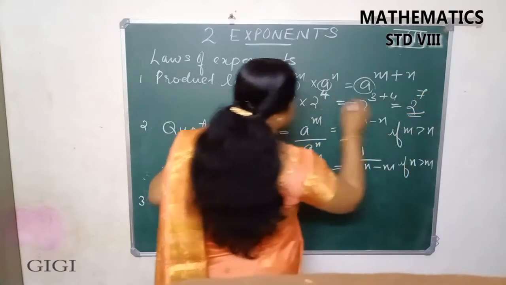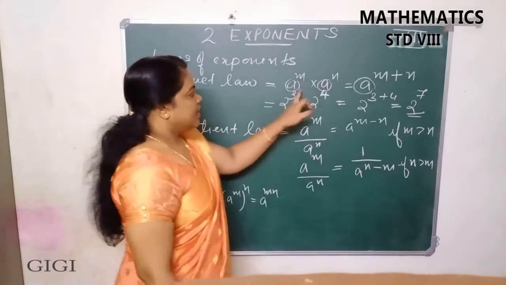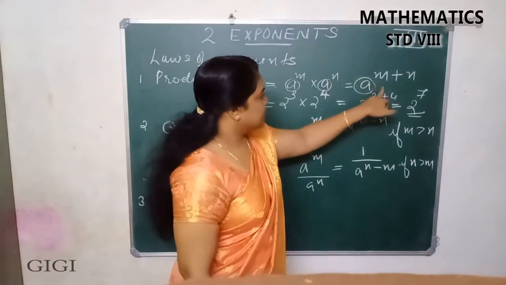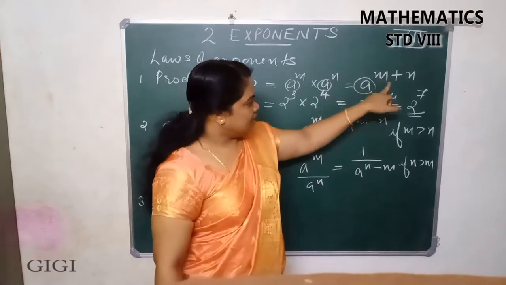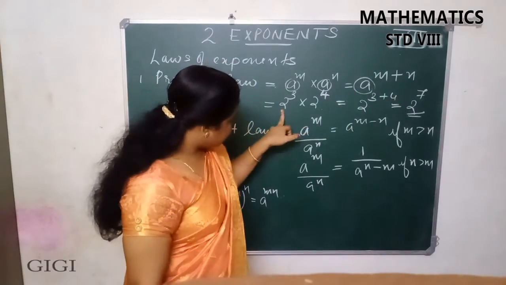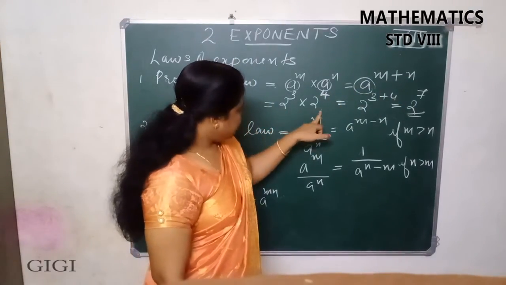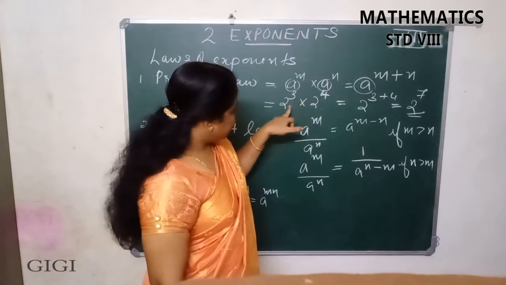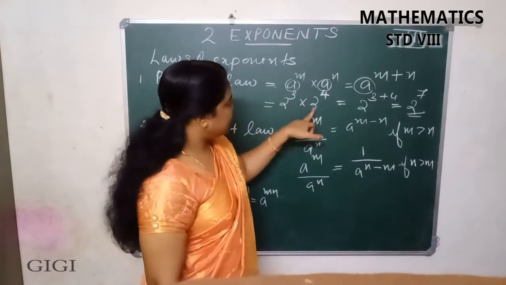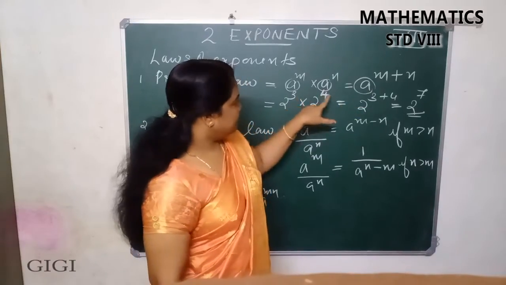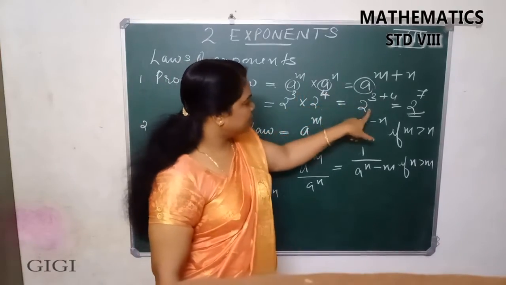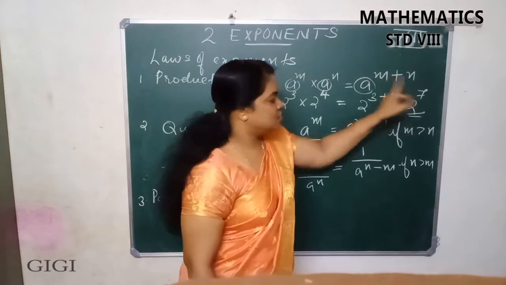This is the answer. That is, a raised to m into a raised to n is equal to a raised to m plus n. For example, here the base is 2, and 2 raised to 3 into 2 raised to 4 is equal to 2 raised to 3 plus 4, where this is m and this is n, that is 2 raised to 7.